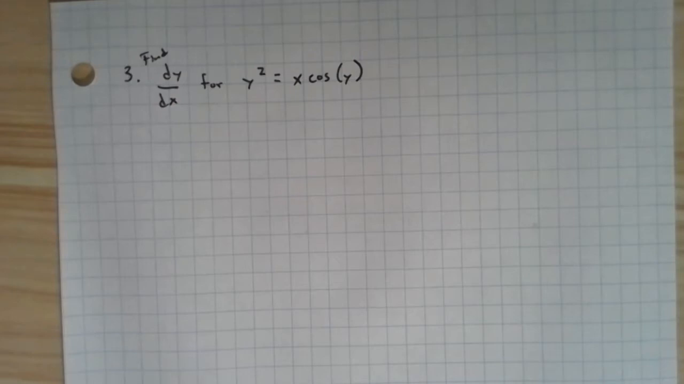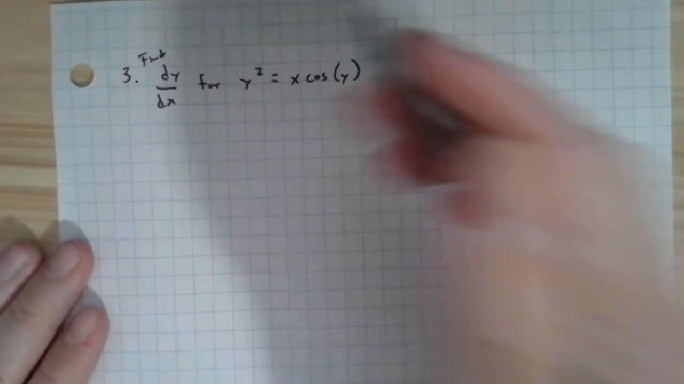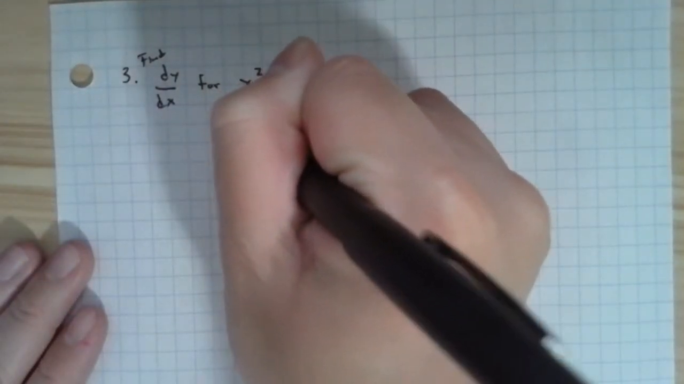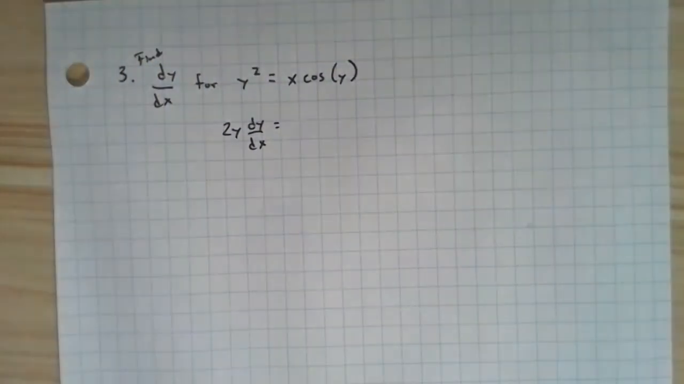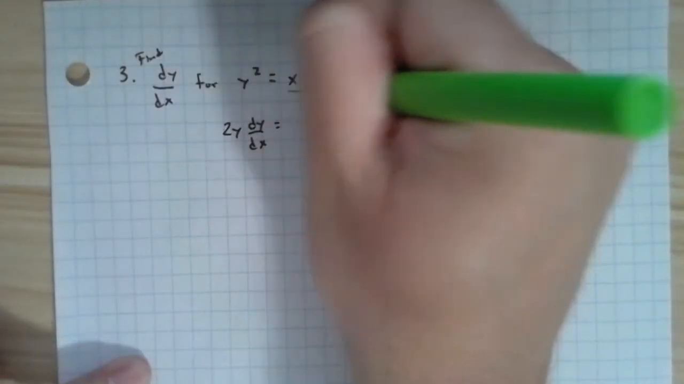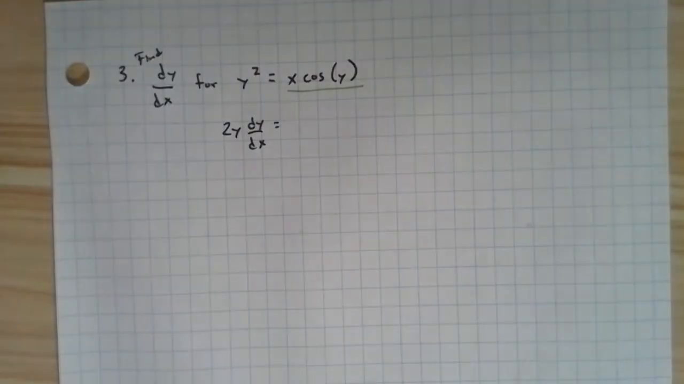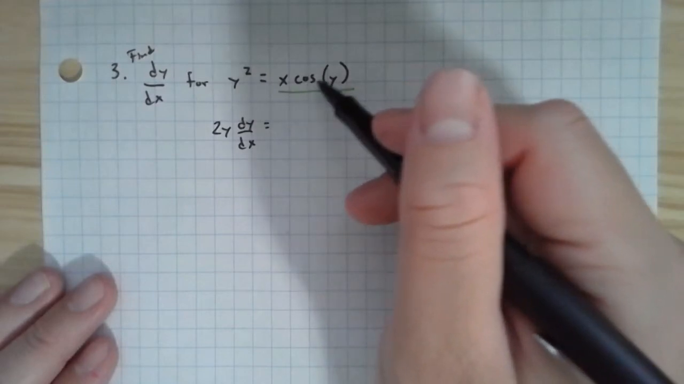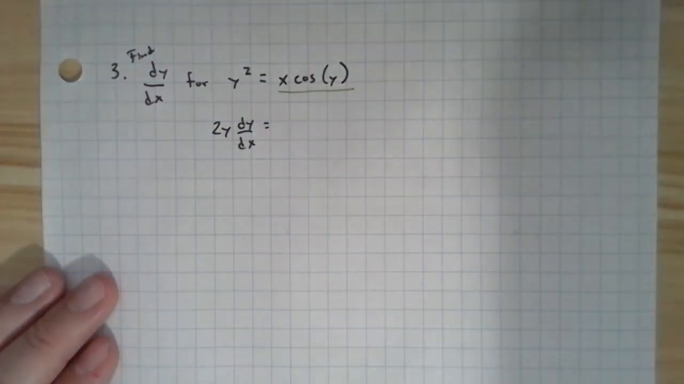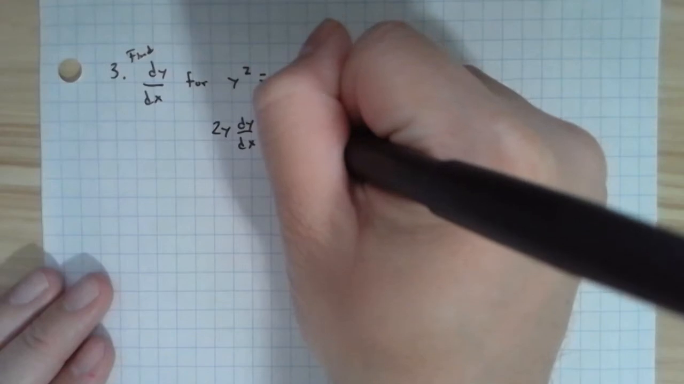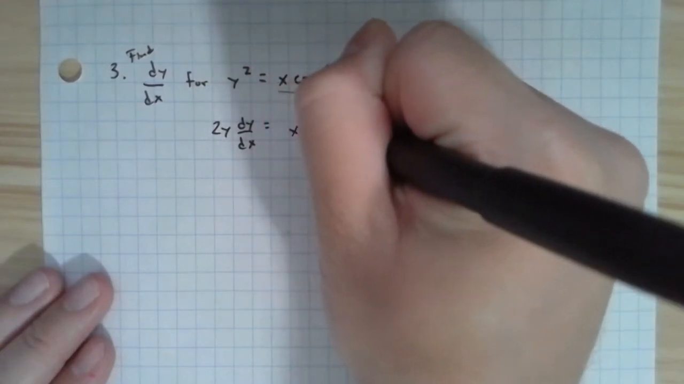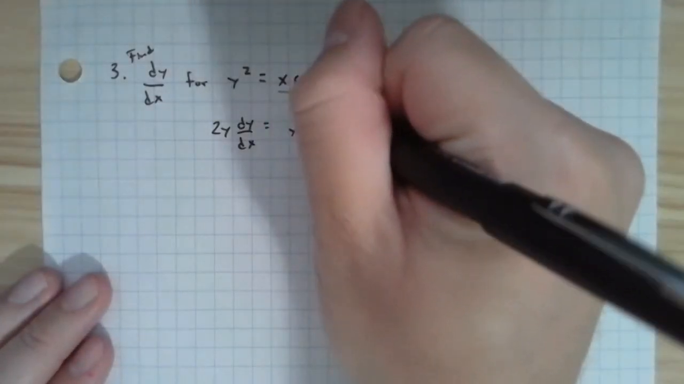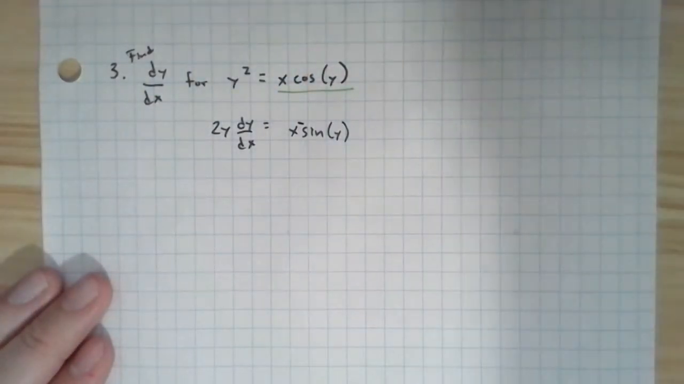So take the derivative of both sides. The derivative of y squared will be 2y dy dx. That's equal to, now x cosine y, this is x times cosine y. That's the product rule. Okay, so first thing is take the derivative of, I'll say cosine y, so then that'll be x sine y. Okay, negative sine y, right? Forgot my negative there.